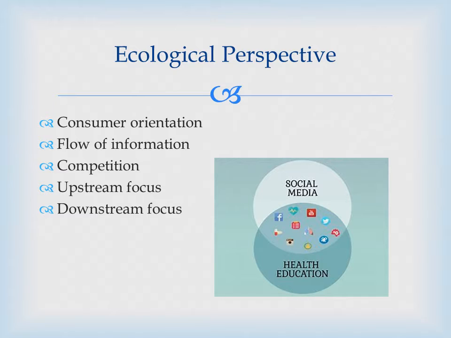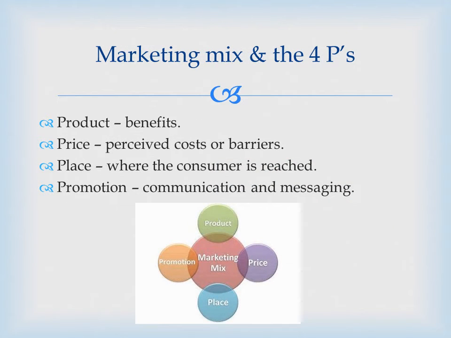Upstream focus on infrastructural change involves things such as policy or regulatory change, or a downstream focus on individual change, such as changes in knowledge, attitudes, or practices. Social marketing mix, the 4 Ps: product, benefits; price, perceived cost or barriers; place, where the consumer is reached; and promotion, communication and messaging.